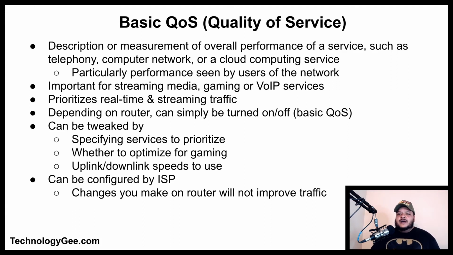Depending on the router, QoS can simply be turned on and off, which is also known as basic QoS, or it can be tweaked by specifying services to prioritize, whether to optimize for gaming, and uplink and downlink speeds to use. QoS can also be configured by an internet service provider, or ISP. If an ISP is performing QoS optimization, changes you make on your router will not improve your traffic.